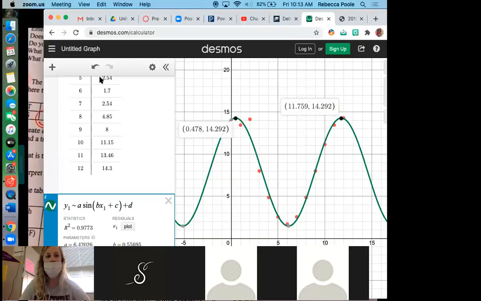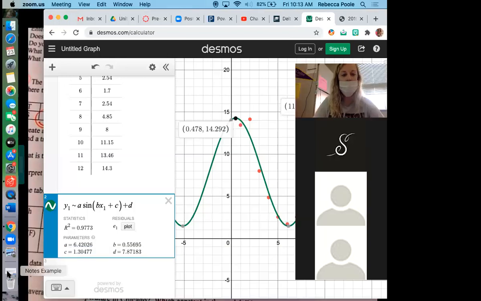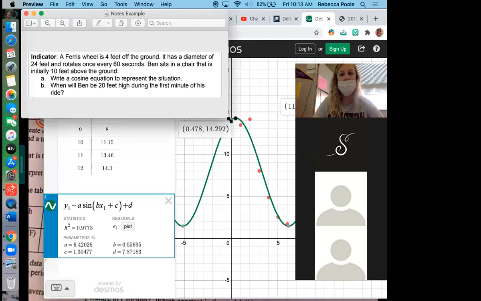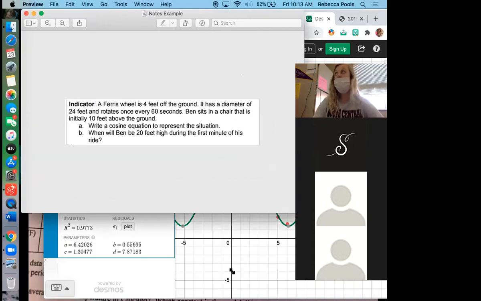Let me share to my desktop because I've got it pulled up here. Holy crap, so much going on this computer of mine. All right, here's our next example. You don't need to write it. I can put a picture of it on Canvas, okay? I just want us to talk about doing it together.